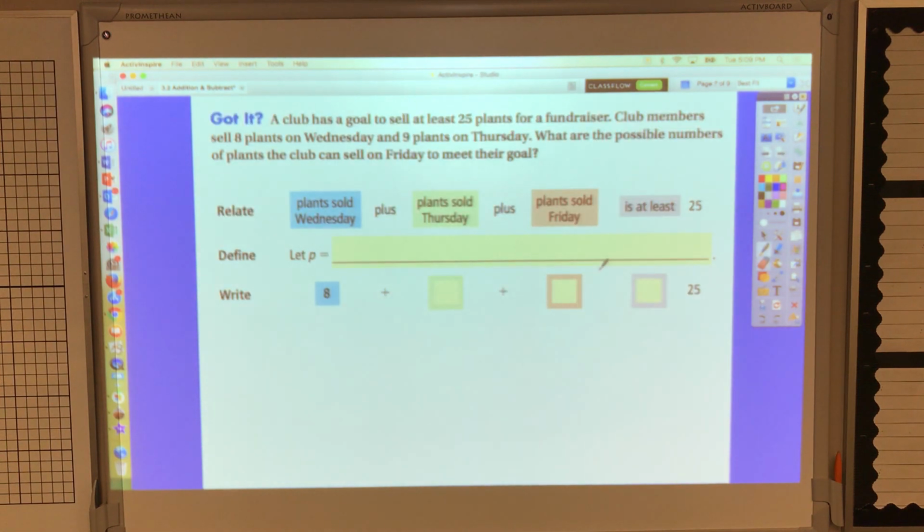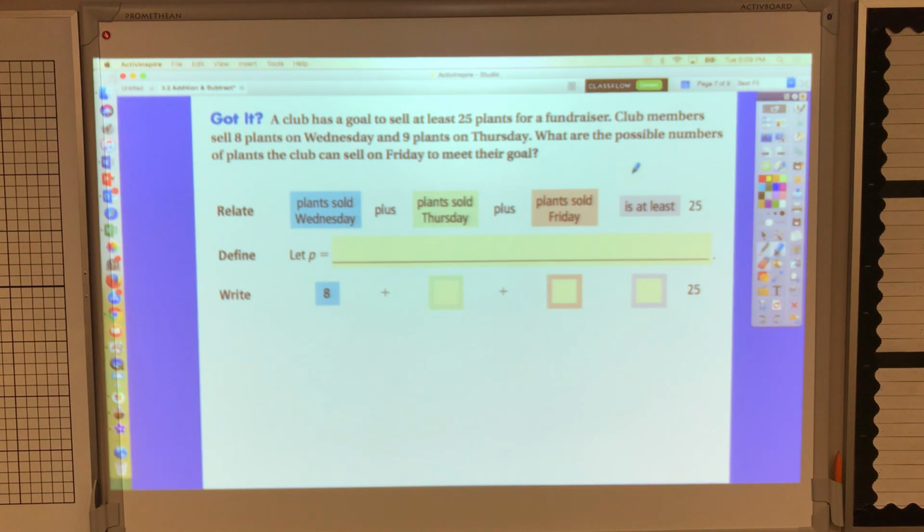All right, so let's look at a couple word problems. A club has a goal to sell at least 25 plants for a fundraiser. The members sell 8 plants on Wednesday, 9 plants on Thursday. What are the possible numbers of plants the club can sell on Friday to meet their goal?